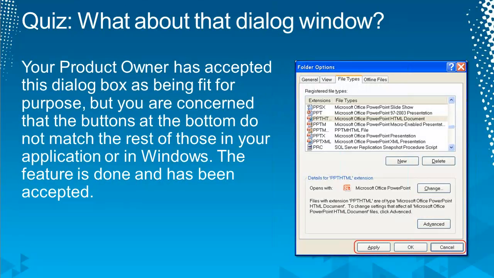Another one, maybe not so hard, is what about the dialog window? You guys shipped an app with this dialog window, but looking at the buttons at the bottom, you got your apply and OK and cancel out of order. But you know what? The product owner saw that, either didn't know or didn't care the difference, and accepted it as being fit for purpose. Now, the fact that you can't sleep at night because you're OCD about that is irrelevant. The product owner owns the backlog as far as what gets prioritized.